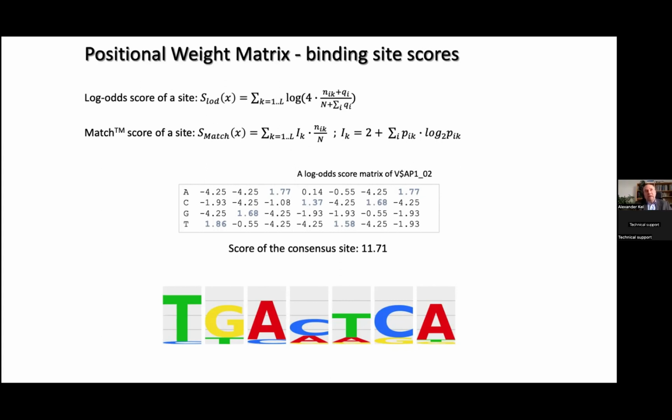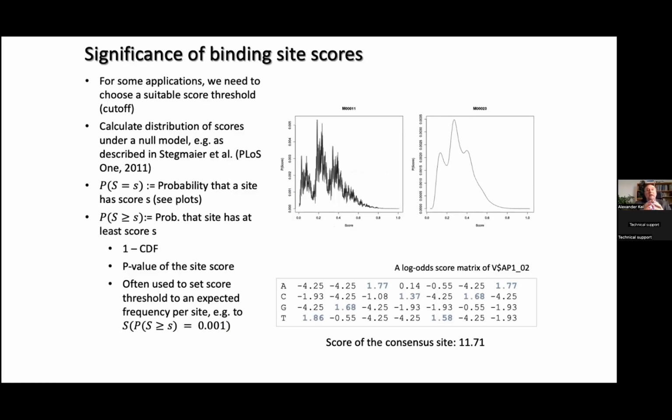But here, the more traditional way, which is also applied in other algorithms, is called log odds, when you simply sum up the position weights of consecutive positions. And then we made some efforts several years ago, and it was published in this paper by Stegmaier et al.